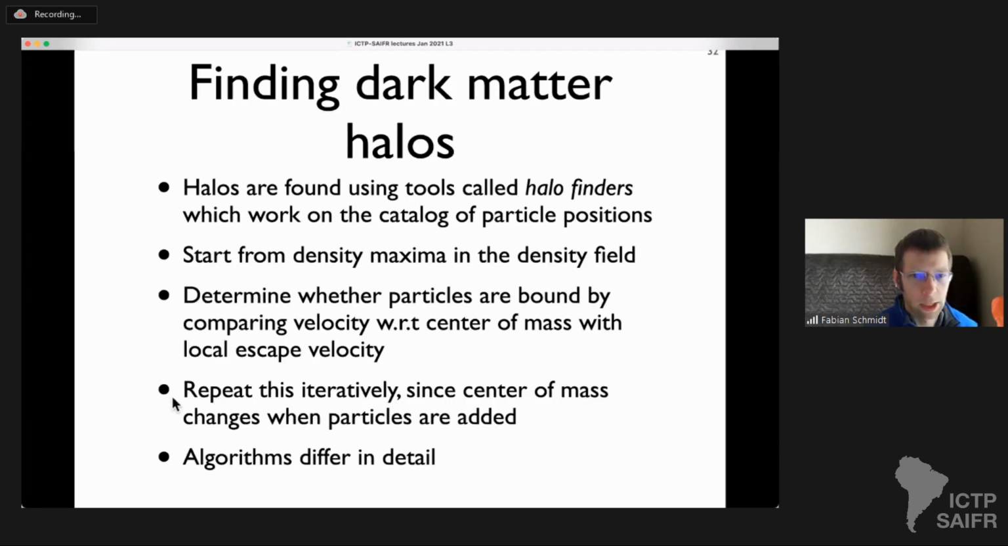and then let's see if there's time for questions. Okay, so how do we find these dark matter halos? There are codes that are specifically designed for this. They're called halo finders. Basically, you start from the maxima in the density field, and you determine which particles are bound to this structure iteratively, right? So you can compute the relative velocity between the particle and the center of mass of the halo, and you can compare that to the local escape velocity, and you can determine whether they're bound.